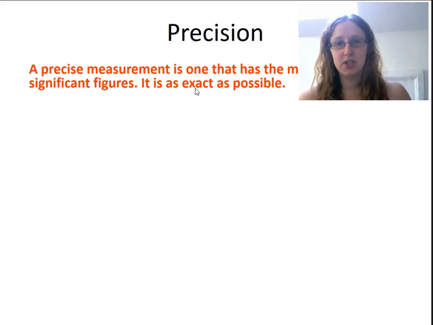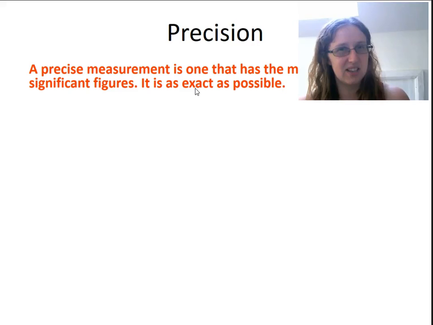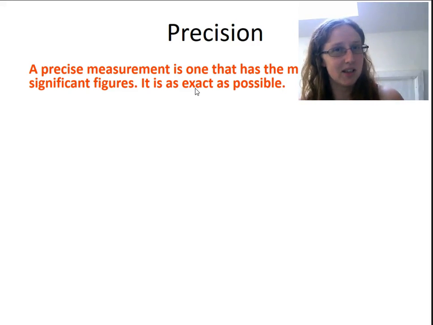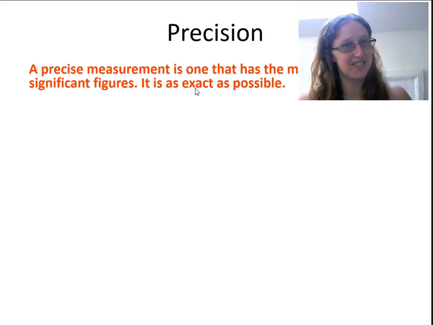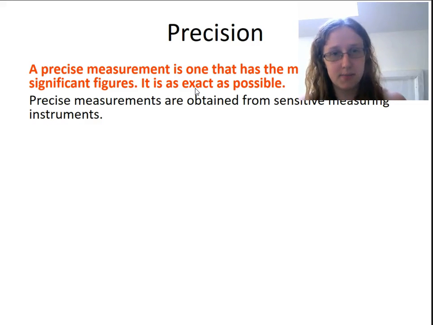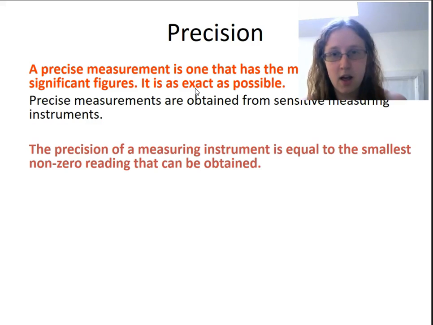If we're talking about precision and being precise, a precise measurement is one that has the most significant figures possible. So instead of measuring the desk and saying it's 1 meter long, a more precise measurement would be to say that it was 1 meter, 27 centimeters and 3 millimeters. There are more significant figures there, so it's a more precise measurement. And obviously the way we get a more precise measurement is by having a more sensitive measuring instrument, one that can measure to smaller values.